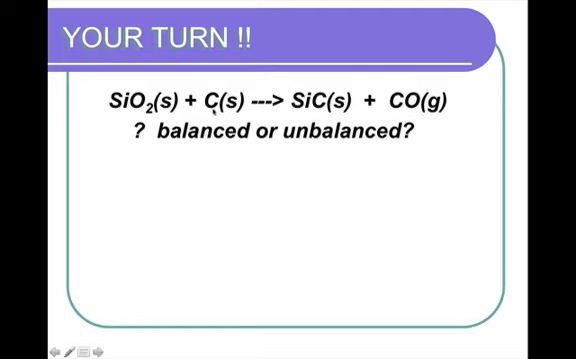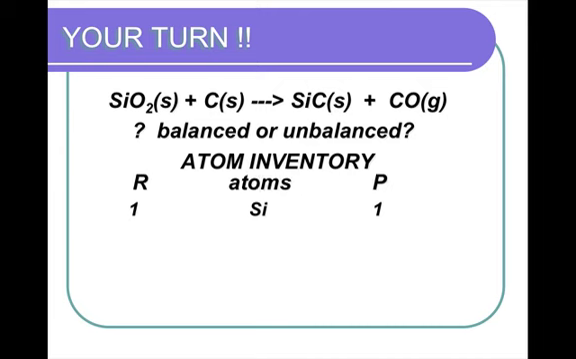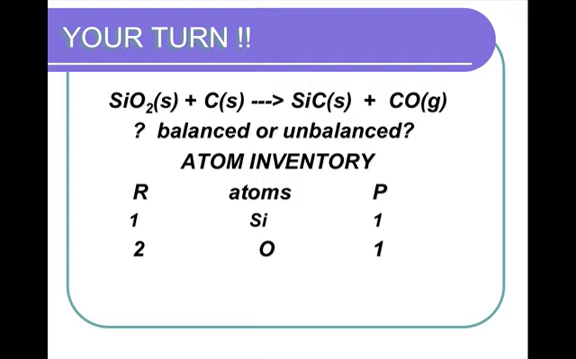And let's check carbon anyway. One carbon, one carbon. Plus, oh, here's another one. There's two carbons over here on the right. So this equation is unbalanced. So what you should do is make an atom inventory. So we counted silicon, one on the left side, one on the right. For oxygen, two on the left and one on the right. And for carbon, one on the reactant side and two on the product side. So we can see that it's not a balanced equation because one matches one, but two doesn't match one and one doesn't match two, so it's not balanced.